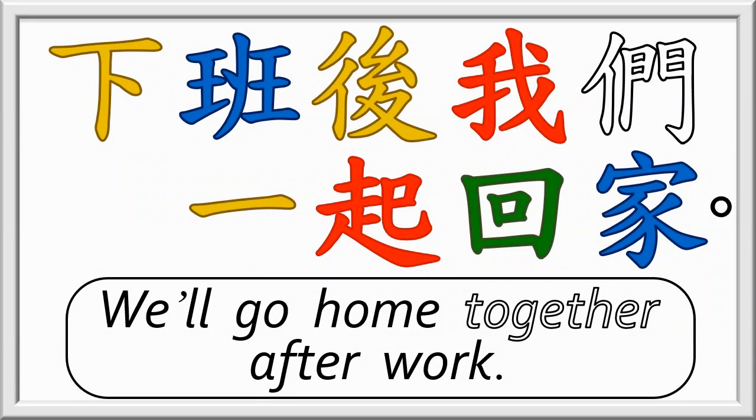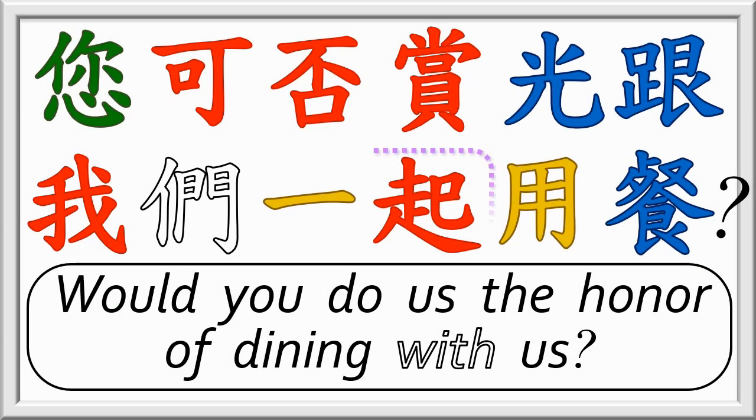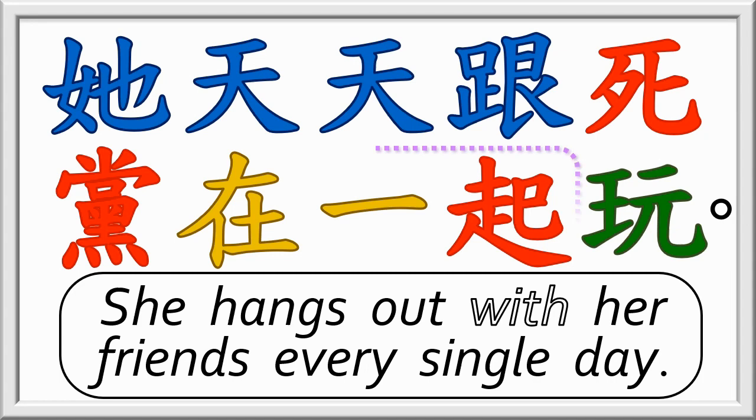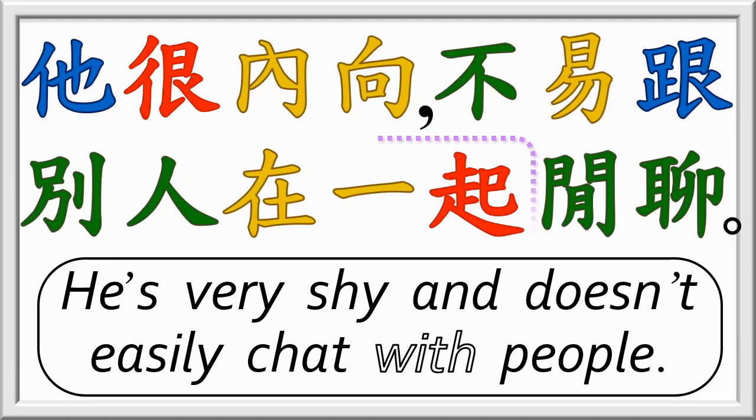下班后我们一起回家。 We'll go home together after work. 您可否赏光跟我们一起用餐? Would you do us the honor of dining with us? 跟他走在一起的女生是他什么人? Who is that woman walking with him? 他天天跟死党在一起玩。 She hangs out with her friends every single day. 他很内向,不易跟别人在一起闲聊。 He's very shy and doesn't easily chat with people.